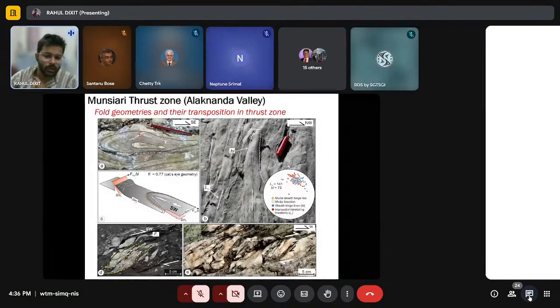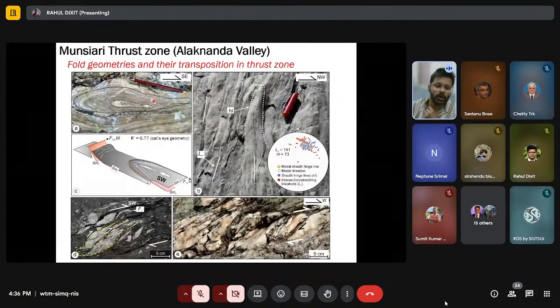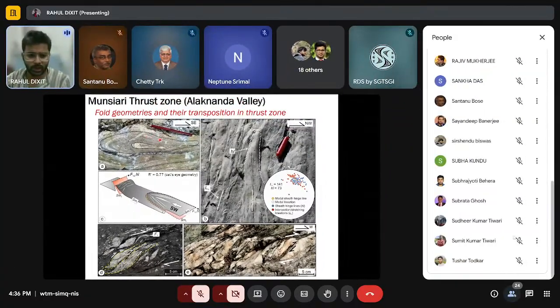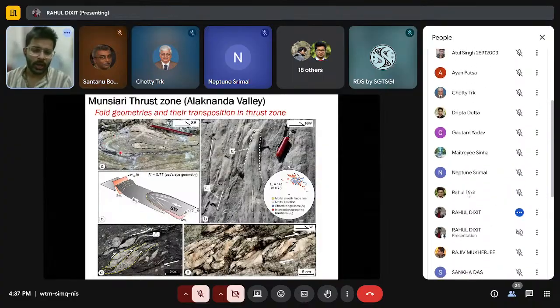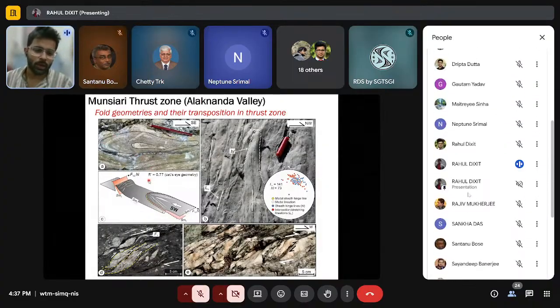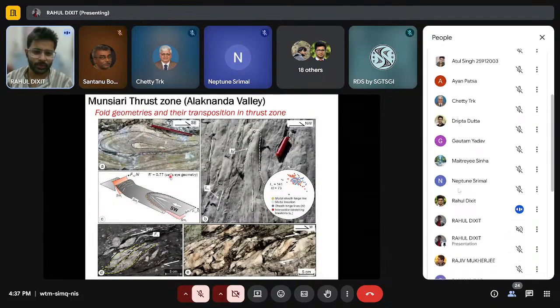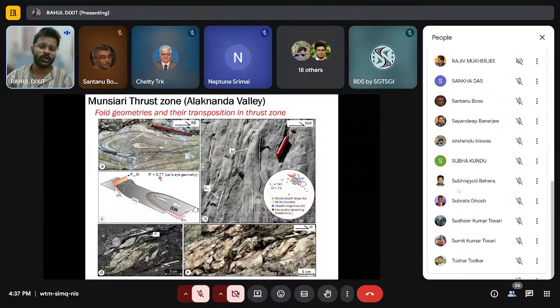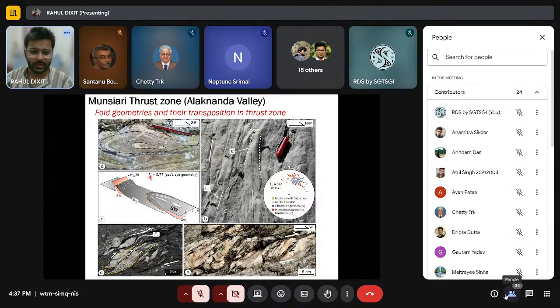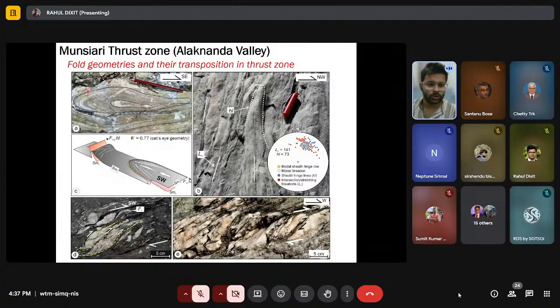So this is the photograph that you see in A. This is the transverse section of the sheath fold geometry that you see here. And we also tried to calculate the overall aspect ratio of this sheath fold geometry, which represents the overall aspect ratio of 0.77. And this R dash is the ratio of the outermost axial ratio divided by the innermost axial ratio. It is 0.77, which says that it has a cigar-shaped geometry.